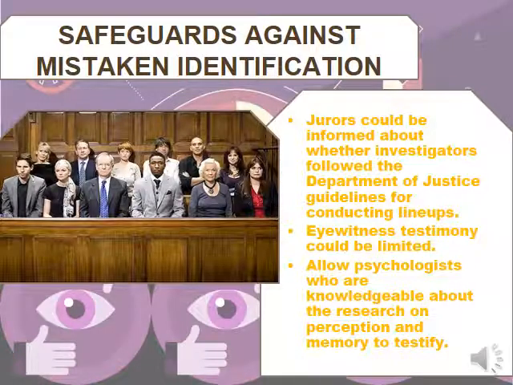In addition to that, jurors could be informed about whether investigators follow Department of Justice guidelines for conducting lineups. I believe the next slide will have a link to the Department of Justice guidelines. Within that, you have the eyewitness testimony, which could be limited. Allow psychologists who are knowledgeable about the research on perception and memory to testify, in other words, an expert witness.